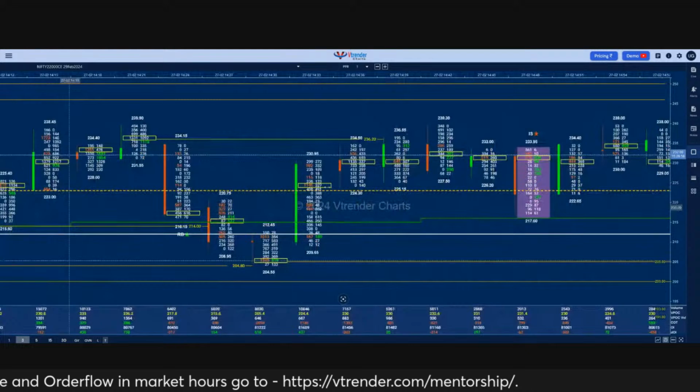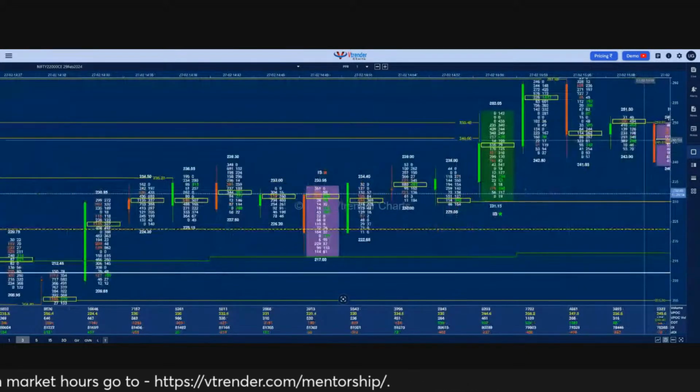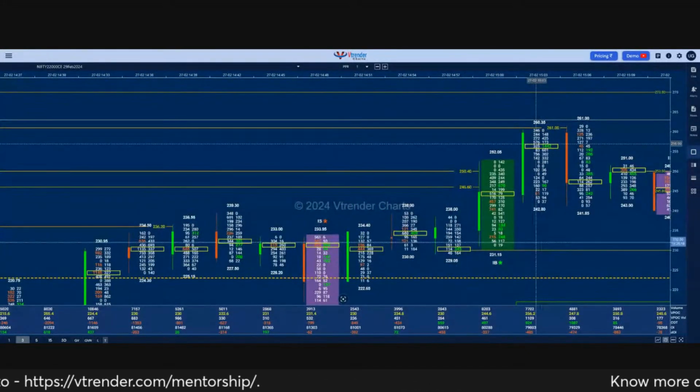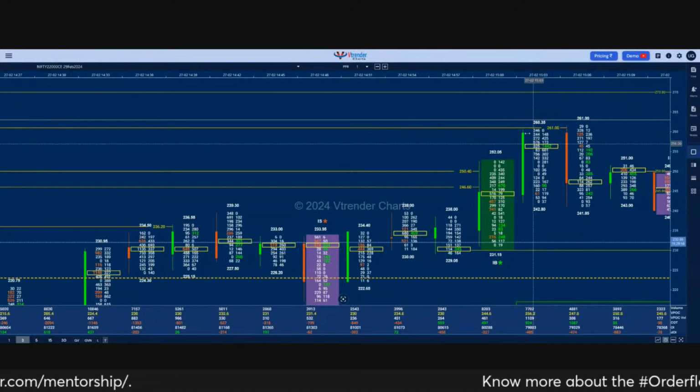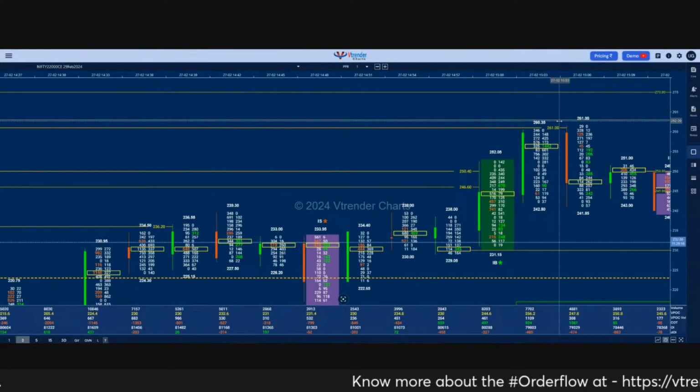So I'll just quickly move on to this. It again went on to make these highs, but we stalled right at the previous high. We saw sellers at 263, right, at the previous bar. So it is stalling right there.